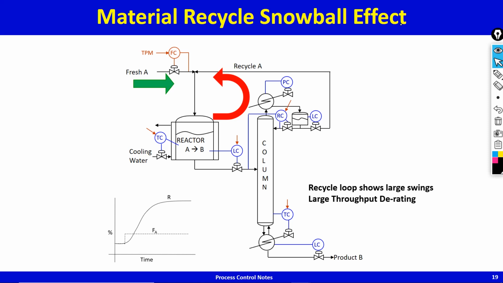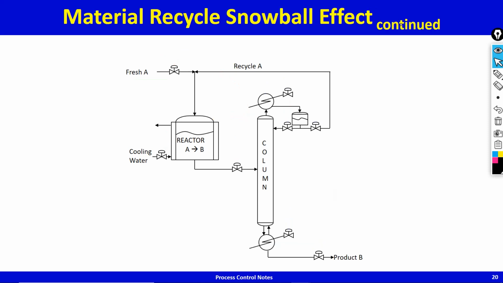Now let's look at an alternative structure. All the other loops are the same except for that brown loop over there. Instead of holding the fresh A feed, now what we are doing is holding the total flow to the reactor by manipulating the fresh feed. So you see, the fresh feed is being brought in as a makeup stream.